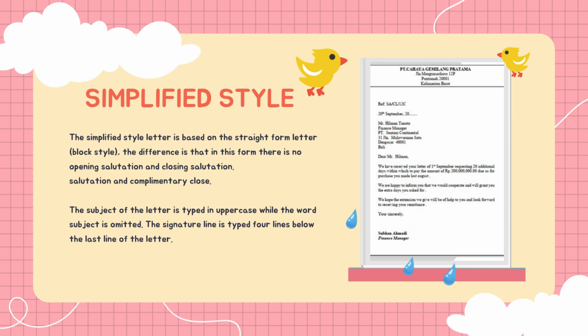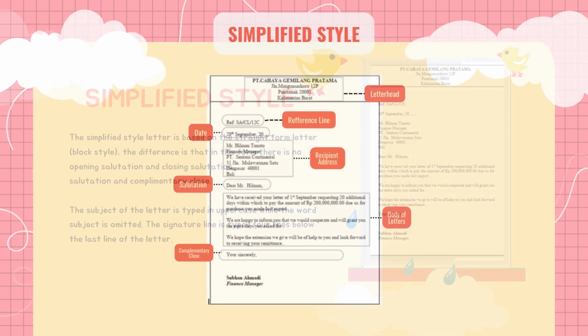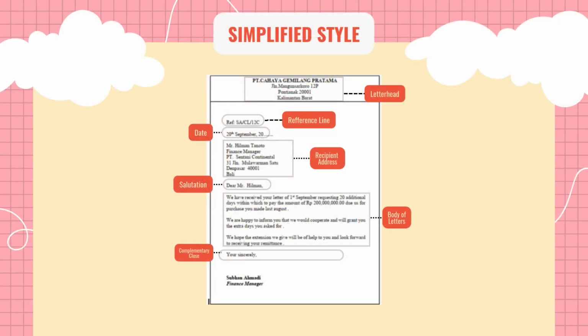And next, simplified style. A simplified letter is based on the block style letter. The difference is that in this form there is no opening salutation and no closing complementary close. The subject of the letter is typed in capital letters while the word subject is omitted. The signature line is typed 4 lines below the last line of the letter.